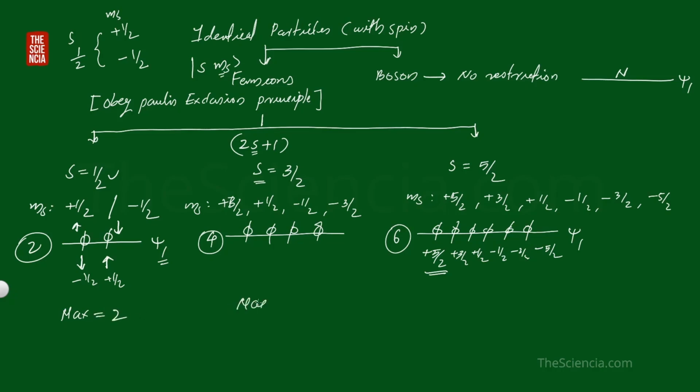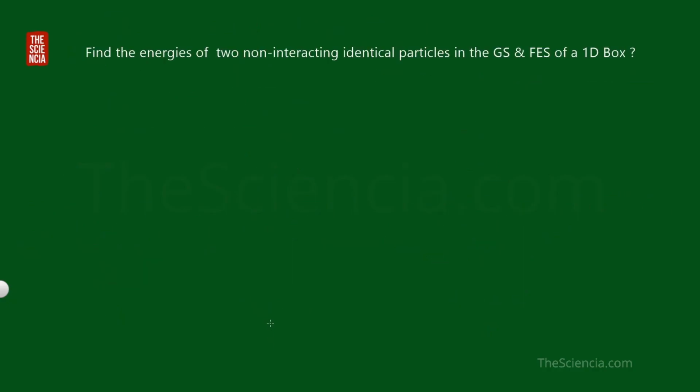Here the maximum number of particles in the same state, that is in the same space state, is 4. Here the maximum number of particles in the same space state is 6. Okay, let us discuss an example problem. Find the energies of two non-interacting identical particles in the ground state and first excited state of a 1D box.